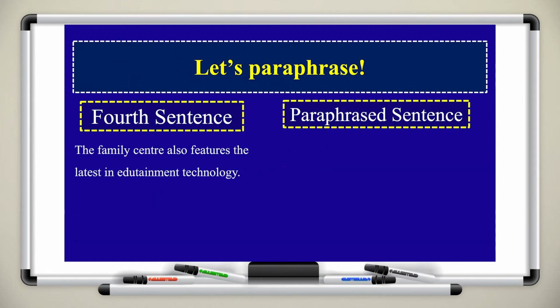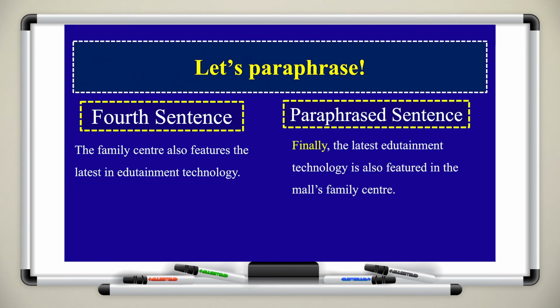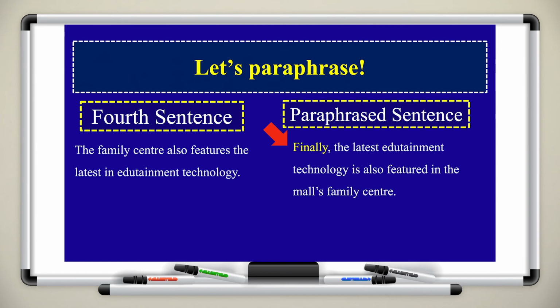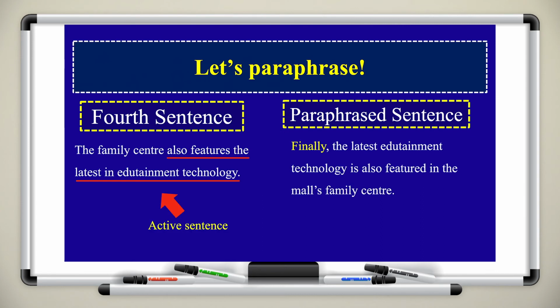Now here we have the final sentence. The family center also features the latest in edutainment technology. Now, if you look at the sentence, this is an active sentence. One of the things that we can do to paraphrase is we can turn an active sentence into the passive. So if you look at the sentence, where is the object? You can find that the object is edutainment technology. Let's go ahead and turn it into the passive.